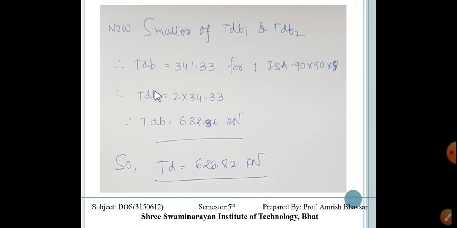Now we take the full value for the section, that is 2 sections, so multiply this value by 2. So the TDB is equal to 682.86 kilonewton. But what is the TD? TD is the smaller of TDG, TDN and TDB. So the design tensile strength of the section is 626.82 kilonewton.